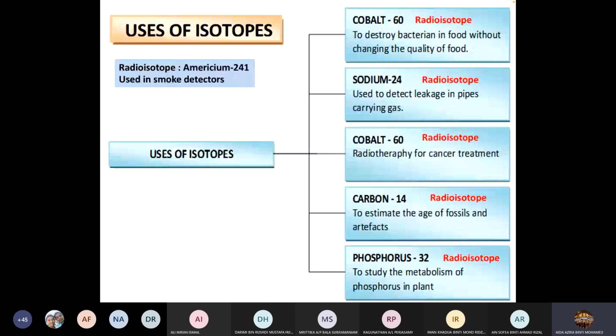Cobalt 60 boleh guna juga sebagai radiotherapy in treatment cancer. Carbon 14 kita guna untuk estimate age of fossils and artifact, yang ni paling famous. And last one, phosphorus 32, it is to study the metabolism of phosphorus in plant. Okay. So itulah dia, contoh-contoh kegunaan isotopes in our daily life.